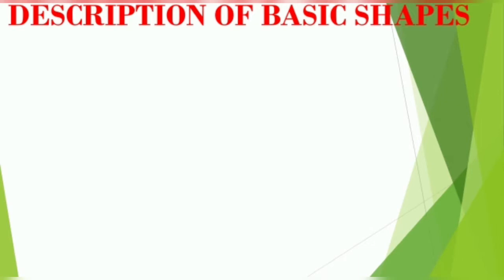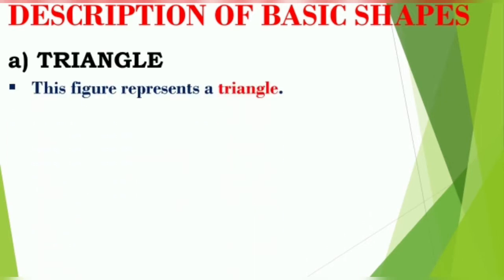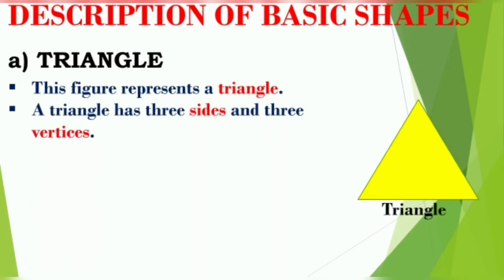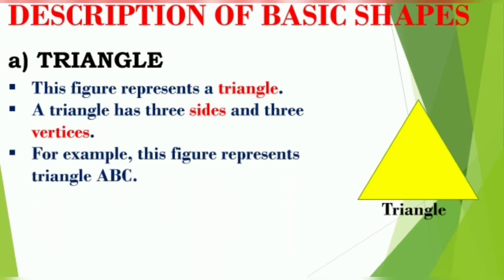Description of basic shapes. Triangle. This figure represents a triangle. A triangle has three sides and three vertices. For example, this figure represents triangle ABC.